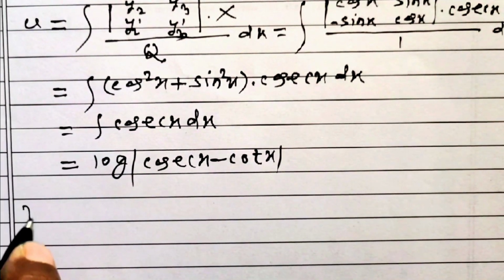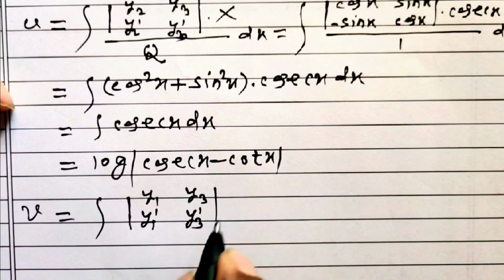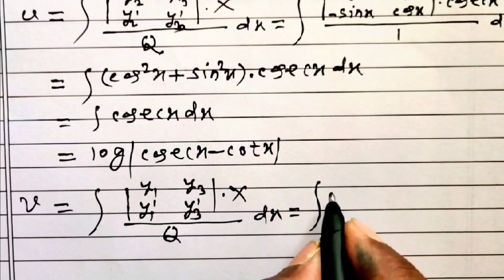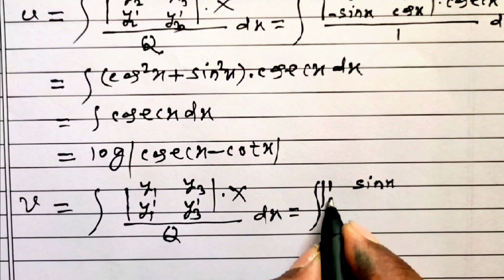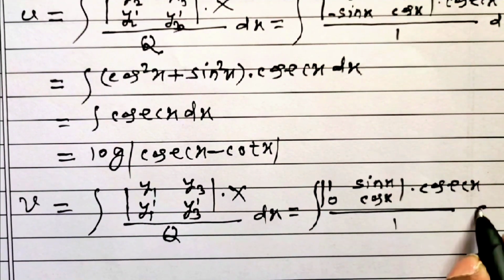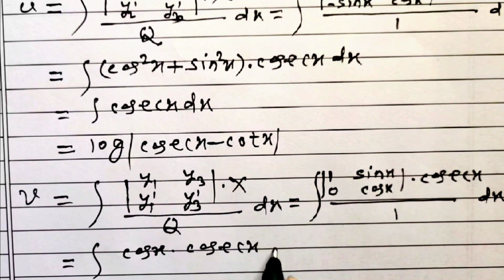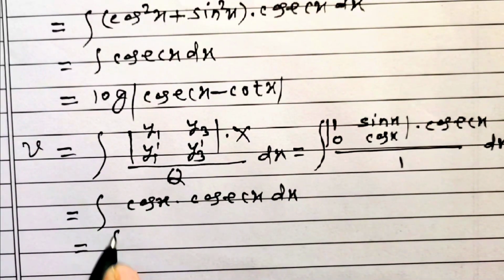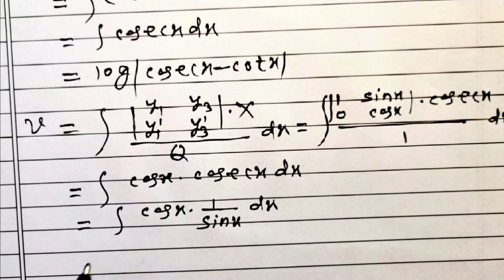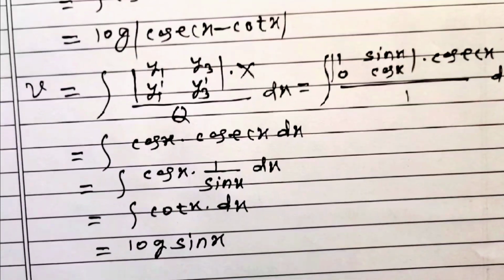Let us find v. V is equal to the integral of the determinant y1, y3, y1 dash, y3 dash into X divided by q, and integral with respect to x. So this is equal to the integral of y1 is 1, y3 is sin x, y1 dash is 0, y3 dash is cos x, into the right hand side cosec x divided by q. Q is 1, integral with respect to x. V is equal to the integral of 1 into cos x into cosec x, integral with respect to x. So this is equal to the integral of cos x into cosec x, which can be written as 1 upon sin x, integral with respect to x. Now cos x upon sin x is cot x, integral with respect to x. The integral of cot x is logarithm of sin x. This is v. Let us find w.